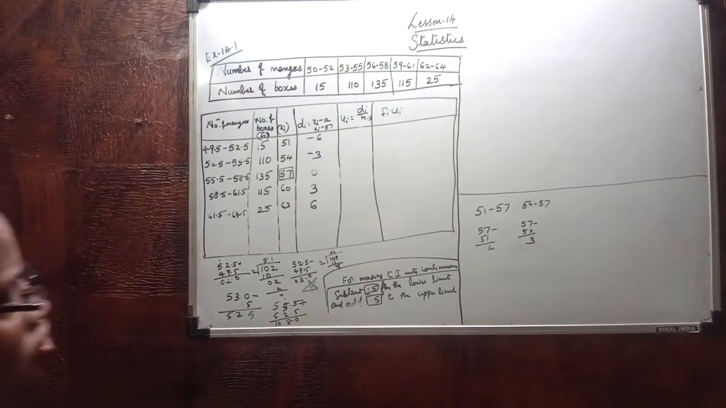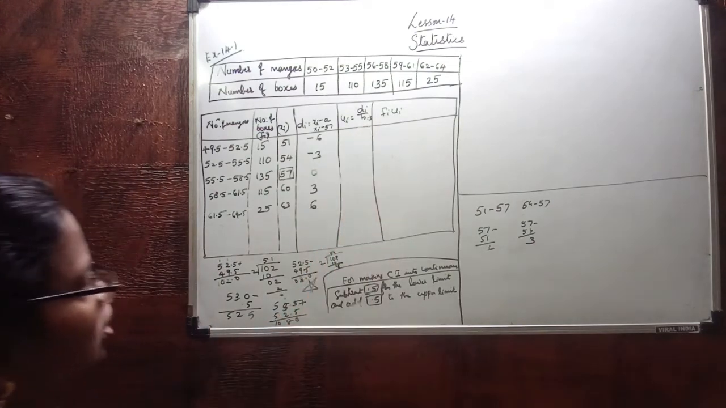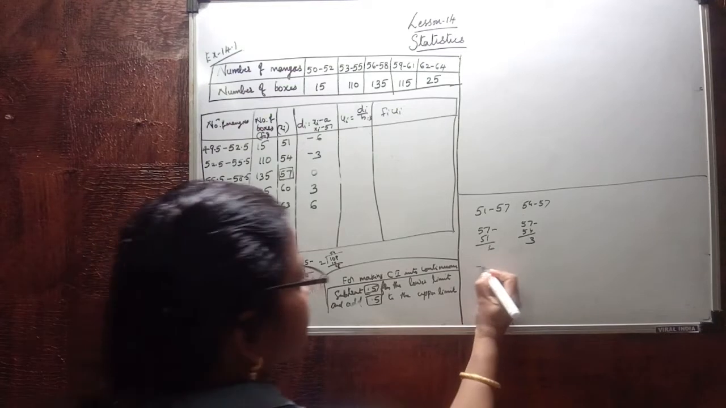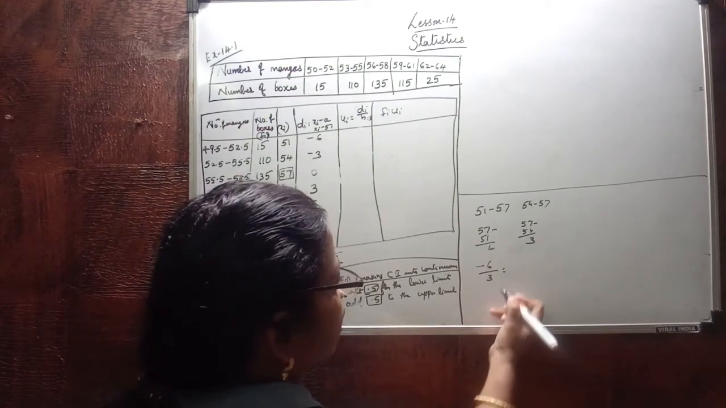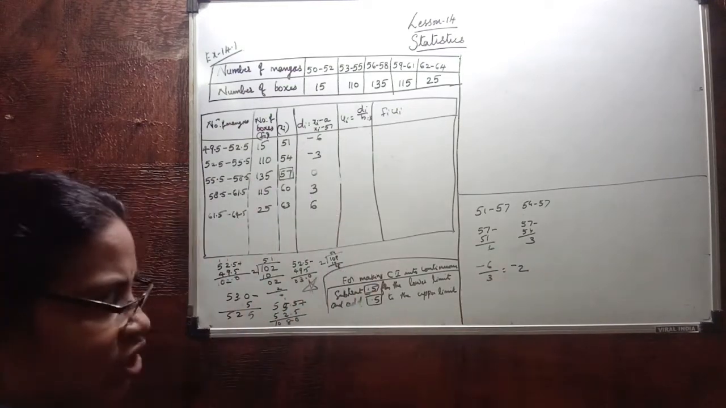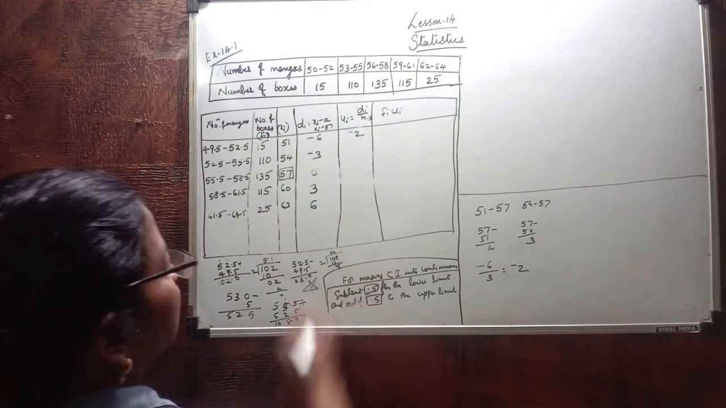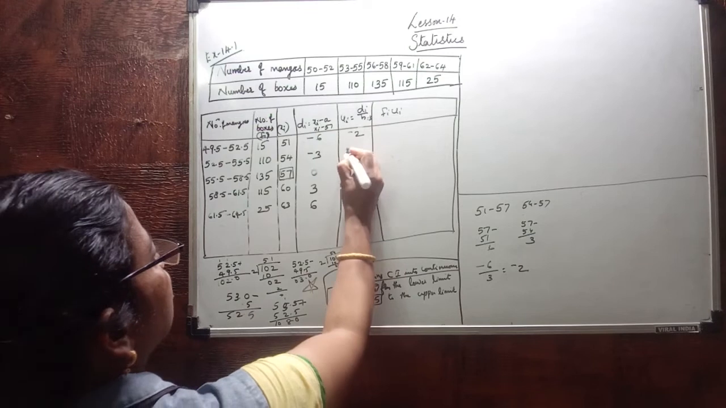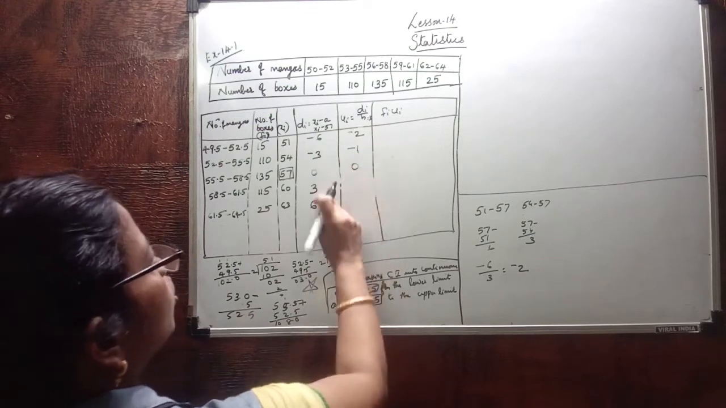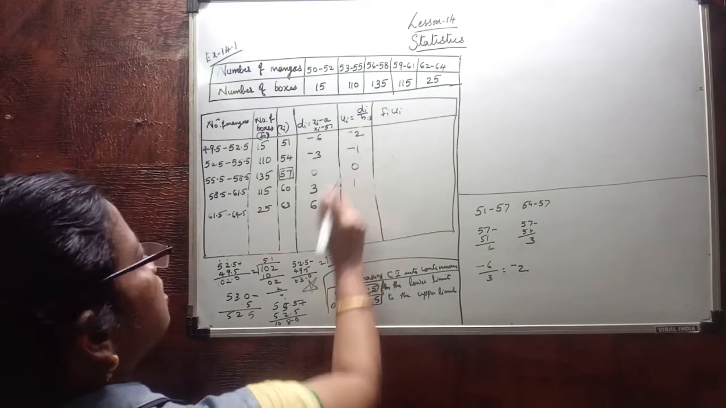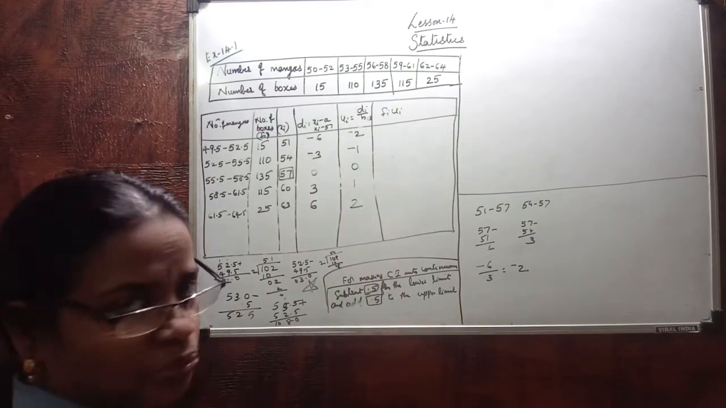Now next one, ui. di by h, divided by 3. What will you get? Negative 6 divided by 3, you will get negative 2, since 3 2s are 6. So negative 3 divided by 3, you will get negative 1. 0. 3 divided by 3 is 1. 6 divided by 3 is 2.